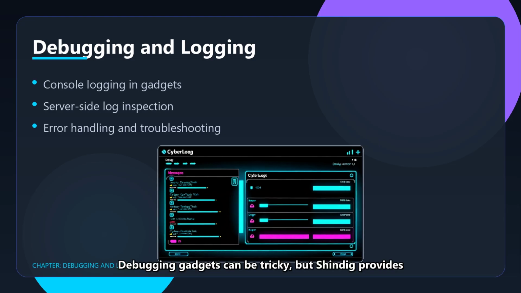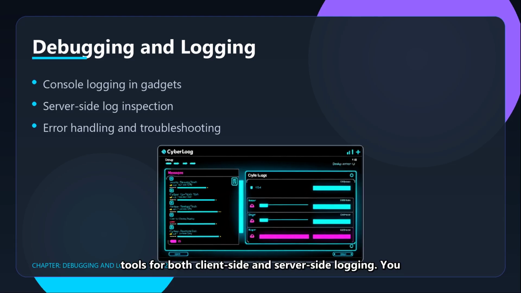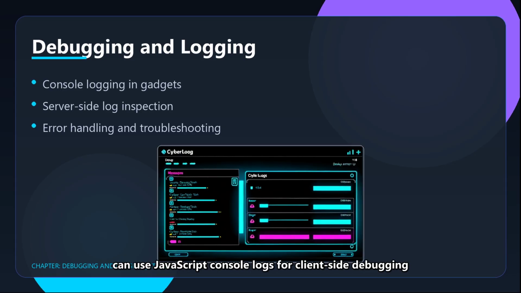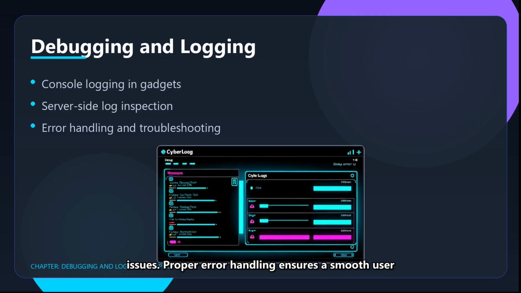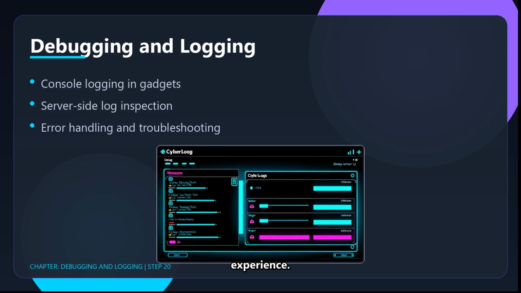Debugging gadgets can be tricky, but Shindig provides tools for both client-side and server-side logging. You can use JavaScript console logs for client-side debugging and inspect server logs for proxy or OAuth issues. Proper error handling ensures a smooth user experience.